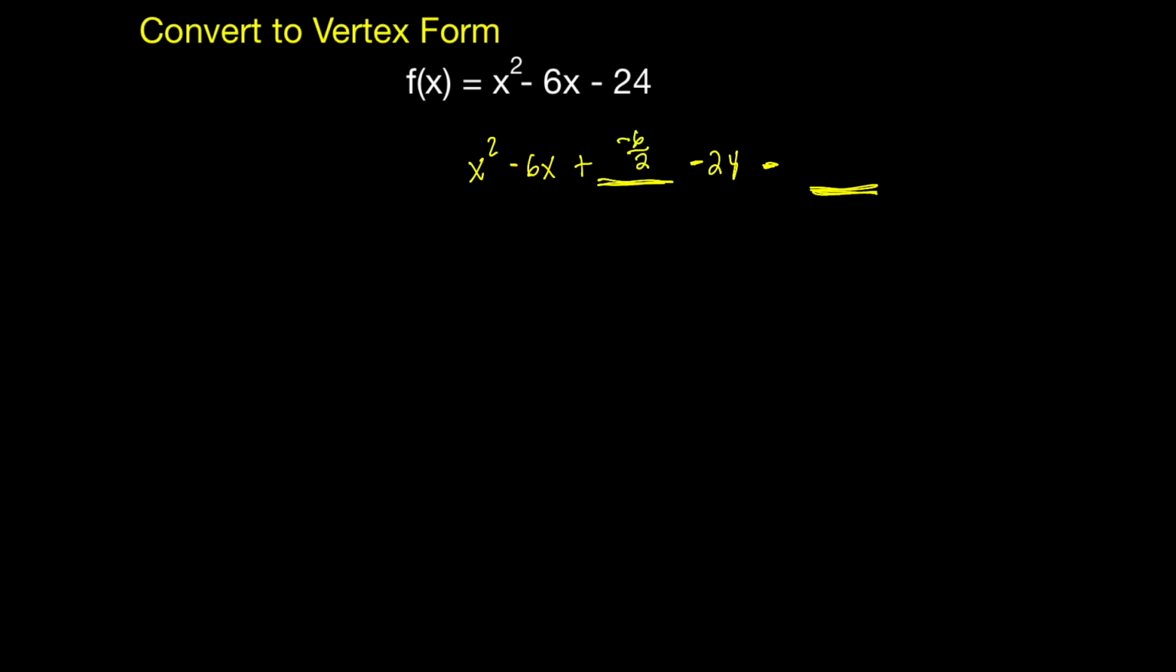We're going to divide that by 2. And then we're going to raise that to the second power. So we're going to insert that at the end as well. Negative 6 over 2, quantity squared.